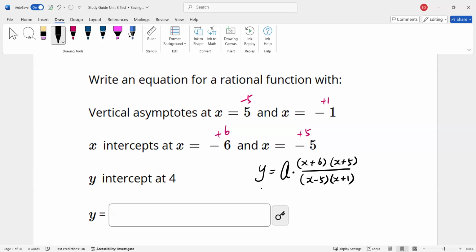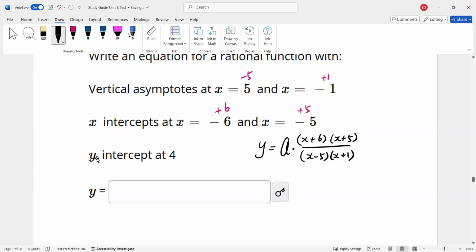How about we put a leading coefficient A here? And how do we know the value of A? We use the information that the y-intercept is 4 to find the value of A. Since the y-intercept is at 4, that means the graph passes through (0, 4). That means y equals 4 when x equals 0.